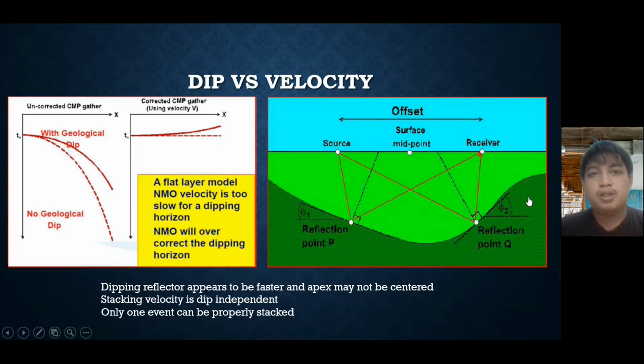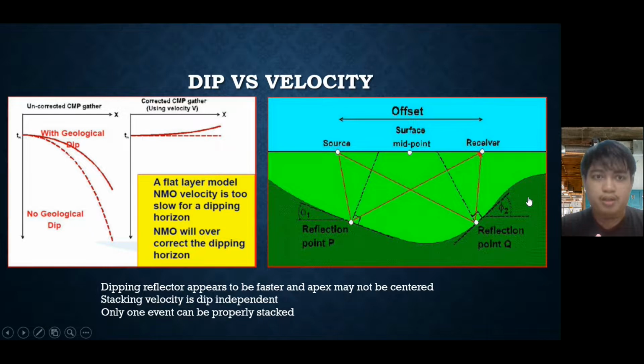For dip versus velocity, from the figure we can see that for the uncorrected CMP gather, there is a difference between a geological dip and no geological dip. This one is the uncorrected one, and the other is the corrected CMP gather, which is using the velocity V.